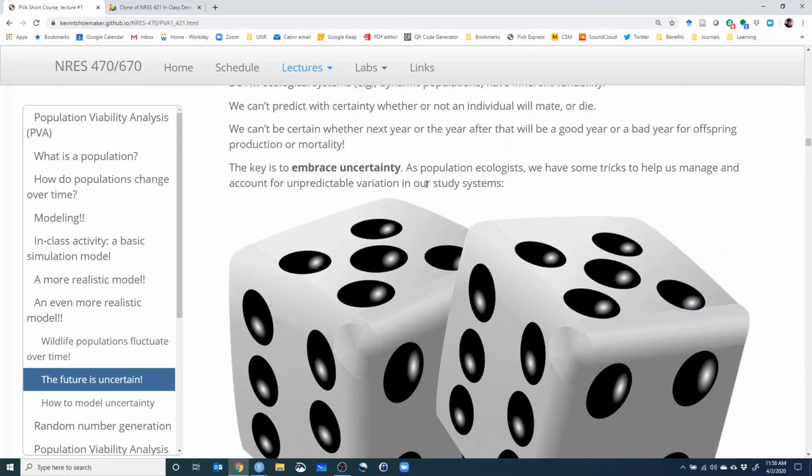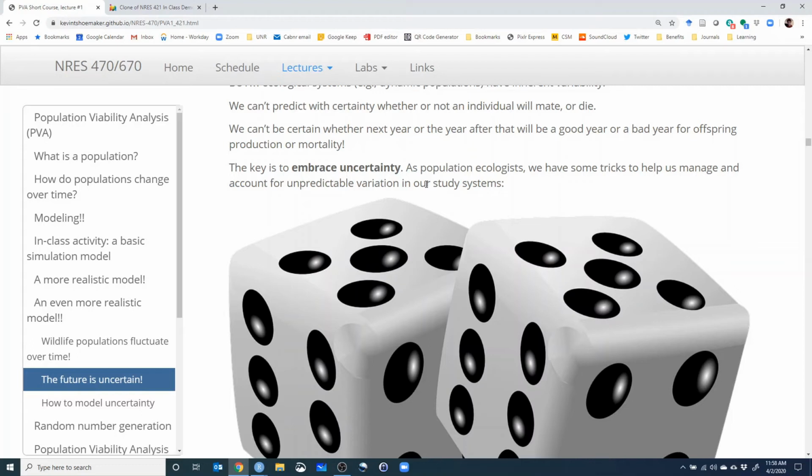We also can't predict whether this year or the next year or the year after or the year after that is going to be a good or bad year for survival or offspring production. So what do we do about this? How do we include this type of uncertainty in our models? As population ecologists, we do have some tricks for dealing with this. I like to think that we are able to embrace the uncertainty. It can be scary to not know what the future might look like.